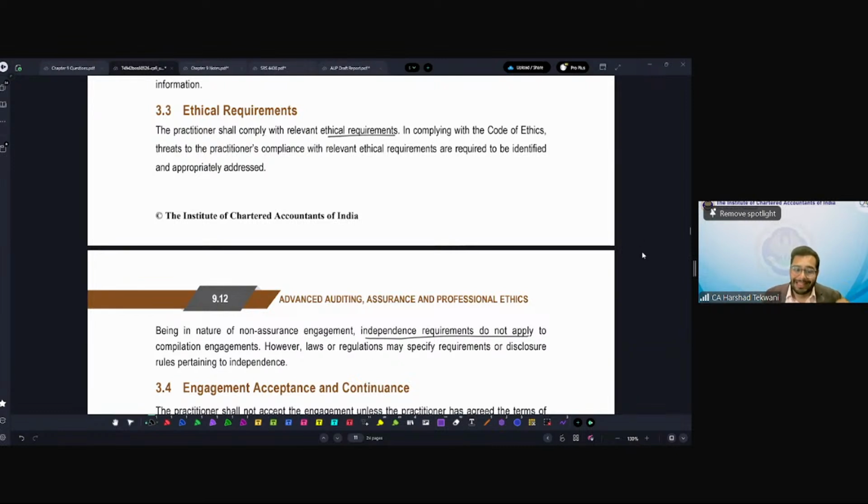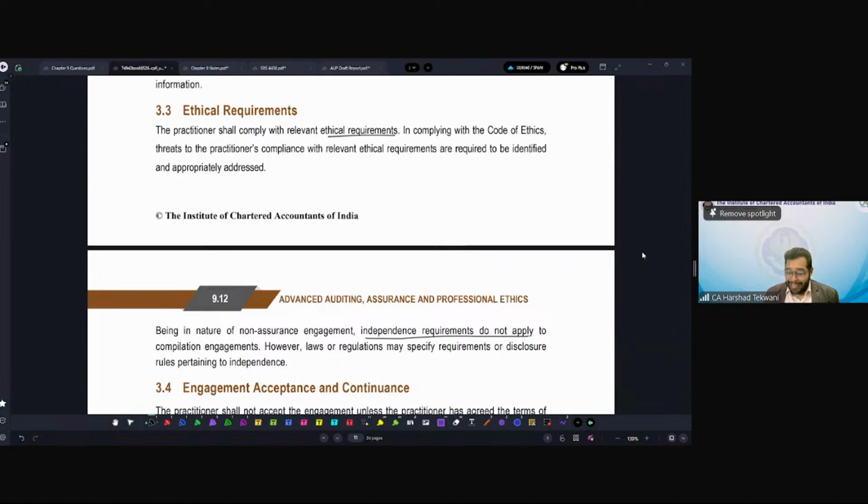If you are assisting the management in preparation of special purpose financial information for a special reason or for some special engagement, something like that, where your independence is required by the law, at that point in time you have to comply with the independence, but otherwise it is not mandatory.